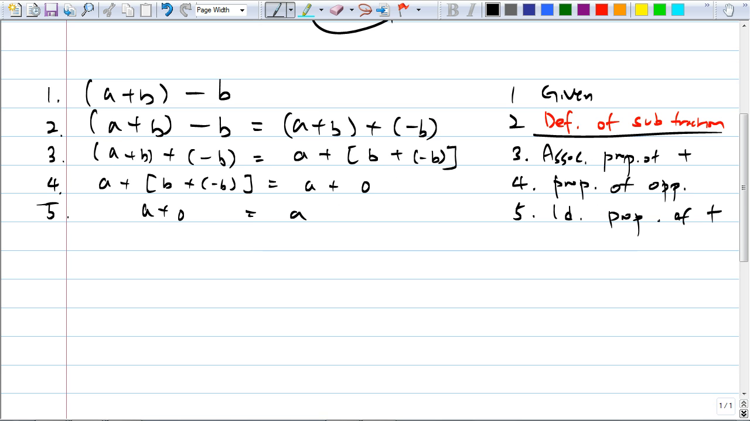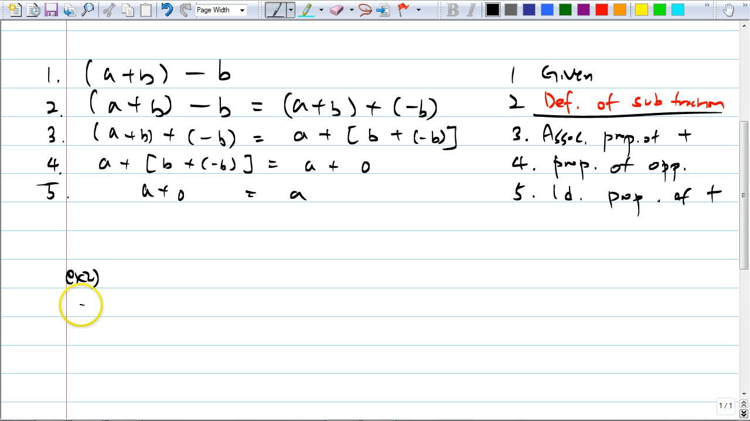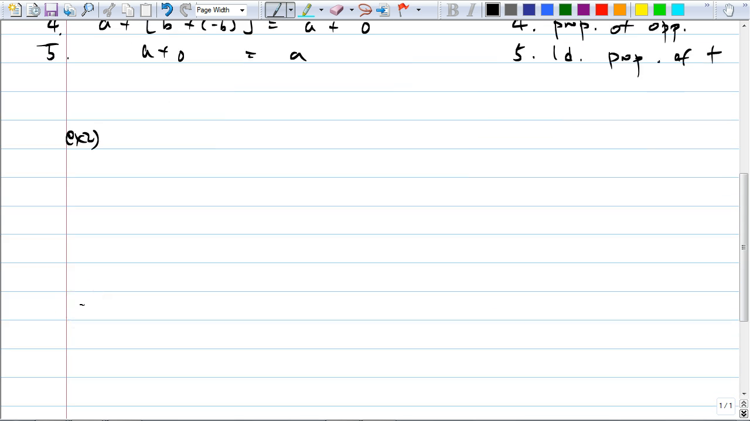Let's do example 2. Okay? So these are the sorts of things you'll be doing for your homework tonight. Is this okay? You think you could do this, guys? Yeah? Okay. All right. Let's do this one. For all real numbers a and b again.